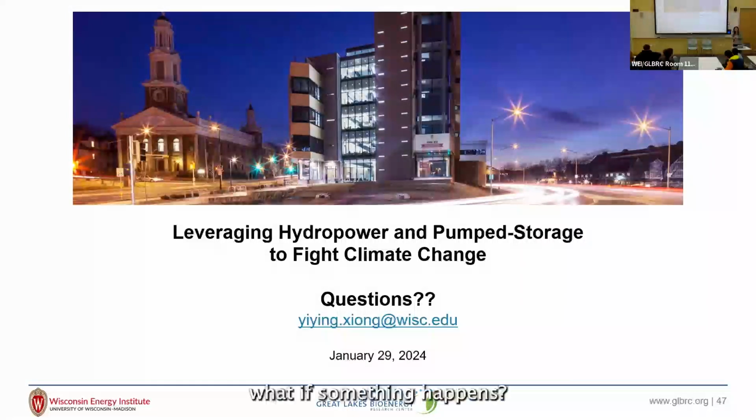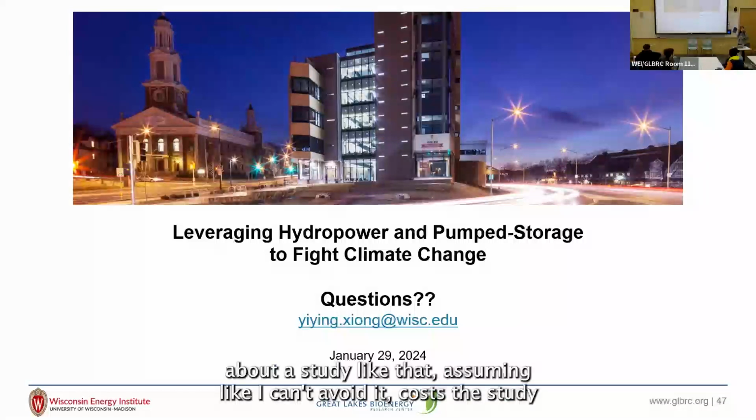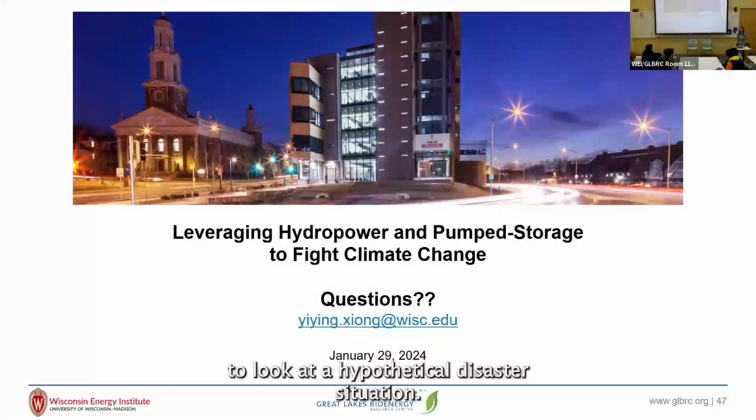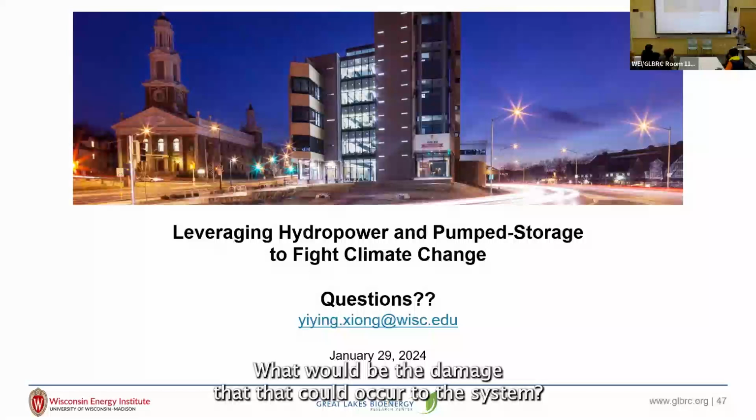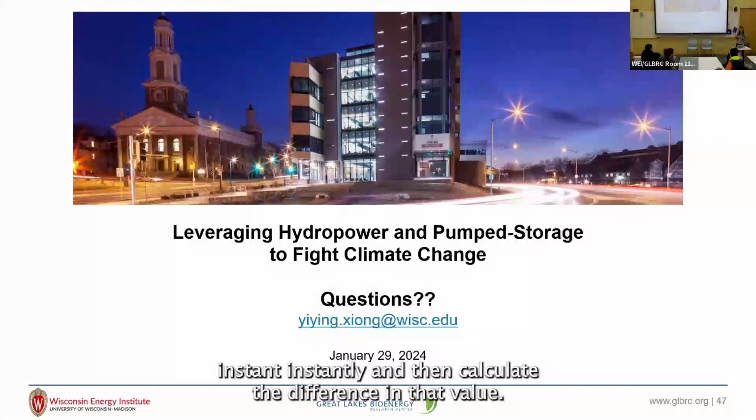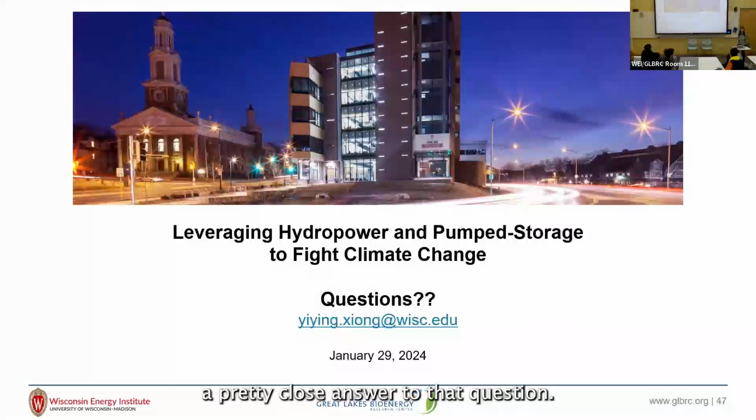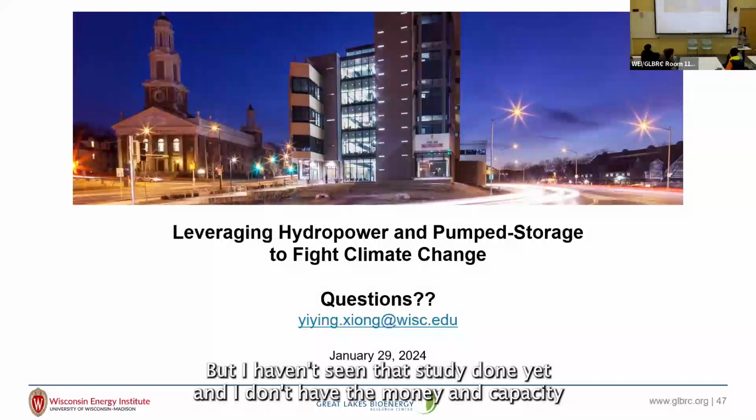What if something happened? I've talked to many people over the years about a study like that, what I call an avoided cost study, to look at a hypothetical disaster situation. What would be the damage that could occur to the system? Then you assume you have a pump storage that can kick all the power back instantly, and calculate the difference in that value. If that study is done, it would probably provide a pretty close answer to that question. But I haven't seen that study being done yet, and I don't have the money and capacity to do it myself.